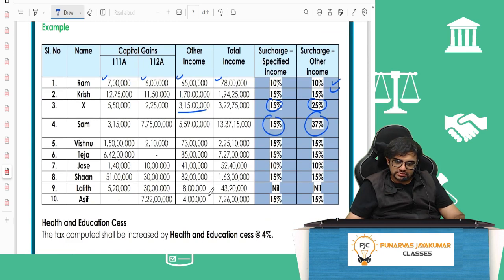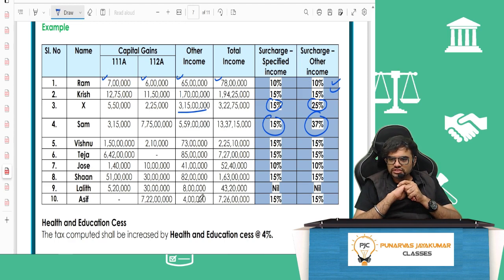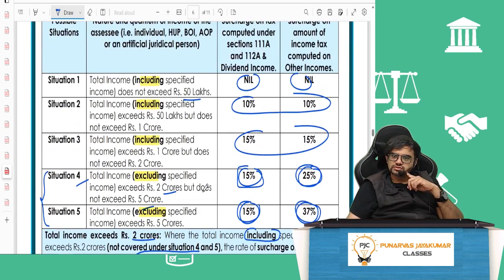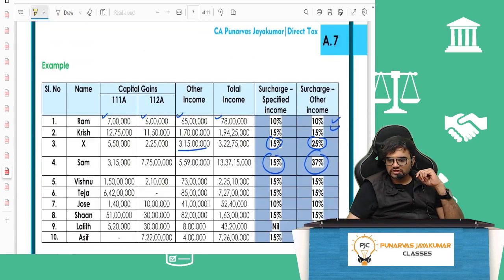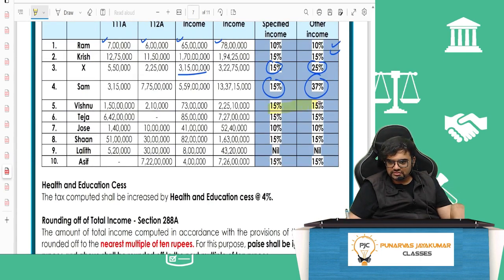Next one, guys. Next one you see. All put together, all inclusive, it crosses 2 crore. Is it situation 1, 2, 3, 4, 5? No. Why? Including, it is crossing 2 crore. That is why this section will come. If the total income exceeds 2 crore, all including, surcharge will be how much? Shall not exceed 15%. So here what is the answer? 15%. Why? Because here which income is more actually? 111A income is more or no?